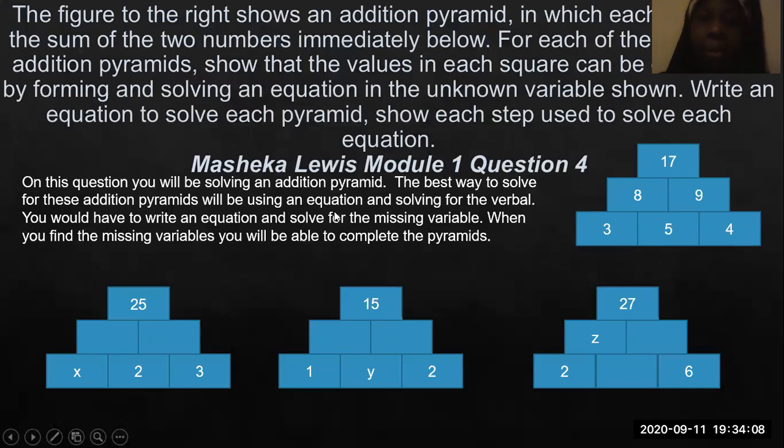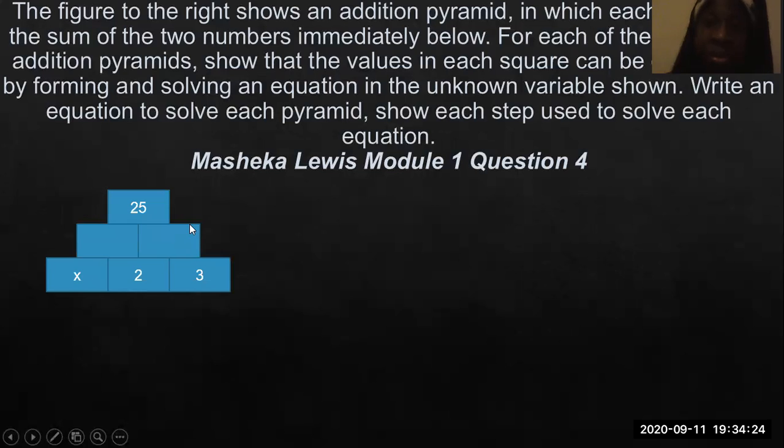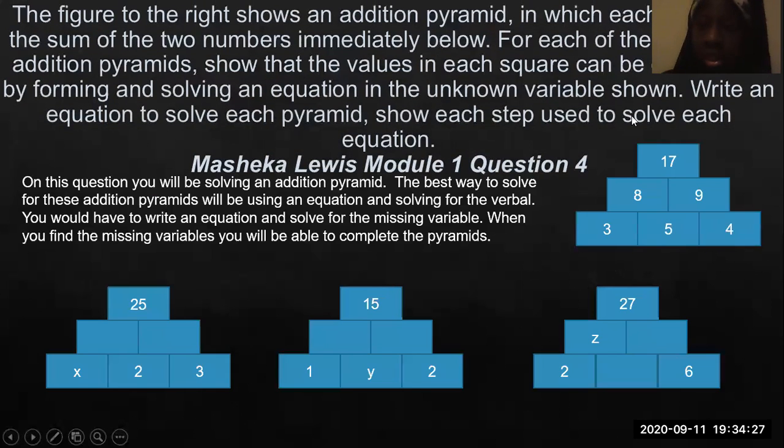Okay, this is complete the addition pyramid. To solve this, you will be using equation expressions to help solve the rest of the pyramids, the missing letters and numbers of the pyramid. So let's go to the first one. We can just look at the example. In our example, we notice that 3 plus 5 is 8, 5 plus 4 is 9, 8 plus 9 is 17.